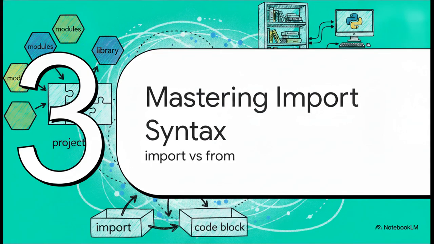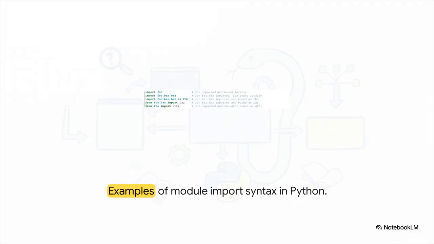Moving on to Section 3. Mastering import syntax. Let's break down the exact syntax we use to bring these tools in. The first way is super simple. Writing import math brings in the top-level math module. This lets you access tools by using dot notation. So if you write math.sqrt with 16 in parentheses, it calculates the square root and outputs 4.0.